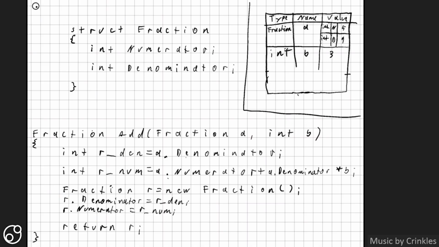So actually, we can, in theory, of course, now skip the entire declaration of r denominator and r numerator and directly assign these values to these two variables inside our new fraction r. But there's a faster way, and that has to do with this method here.